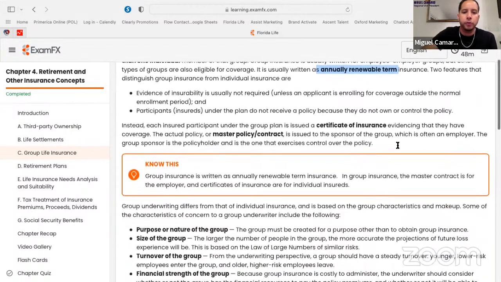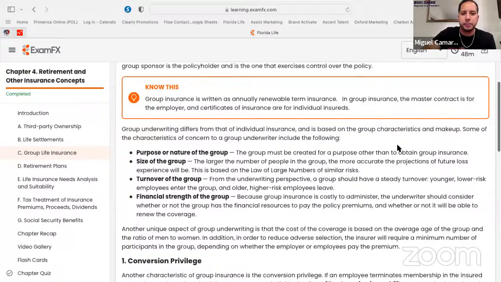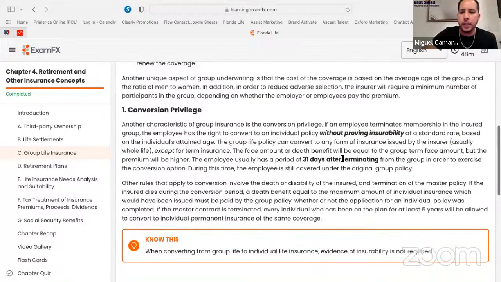If you leave the employer, I'm just going to skip this place and I'll come back to it. If you leave the employer, they have a conversion privilege. That conversion privilege is 31 days at termination. You want to know that. Conversion period is 31 days. You get to convert the policy to a permanent policy. You do not get the option to convert it to term. It is a permanent policy all the time.